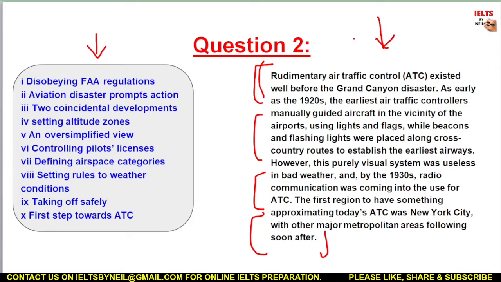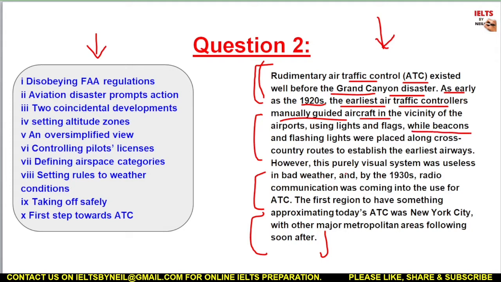I hope you have got the answer. Now, if you have a look, since here they're talking about ATC, they're saying that ATC was there even before the Grand Canyon disaster. As early as 1920, the earliest ATC or air traffic controllers manually guided. Now they're talking about the early times of ATC.